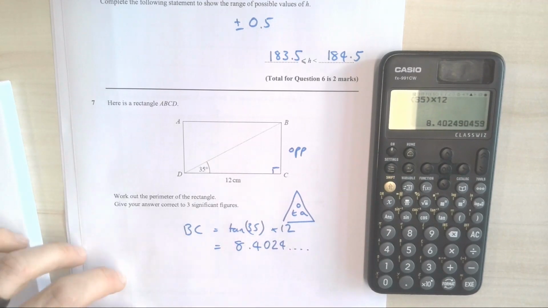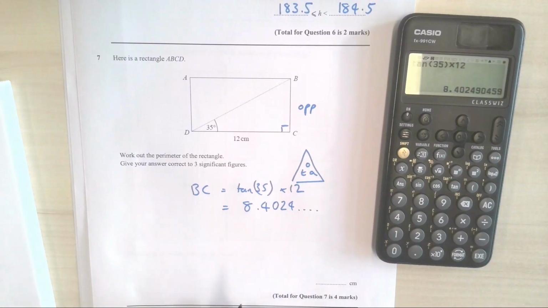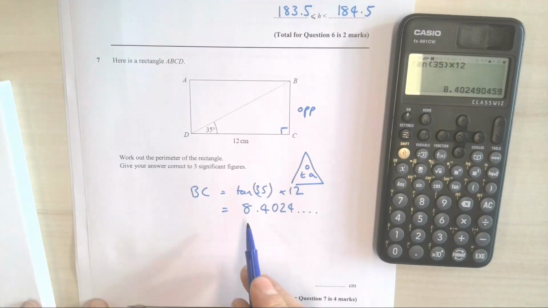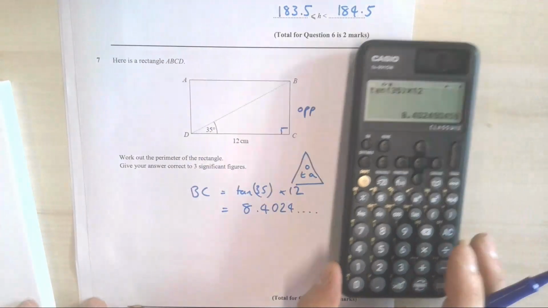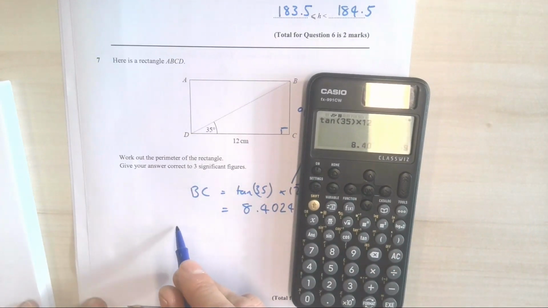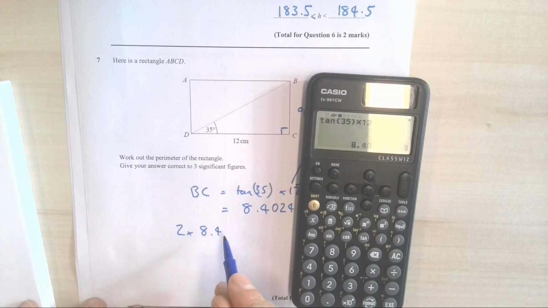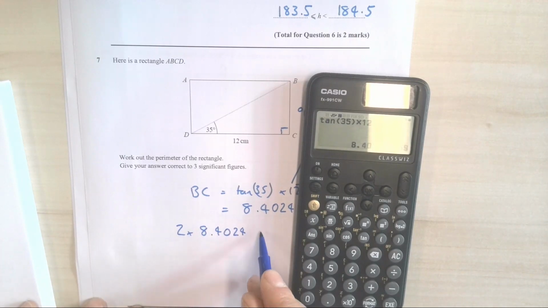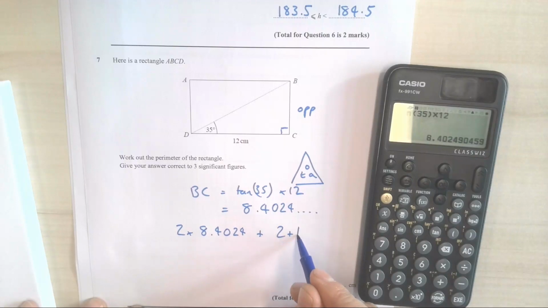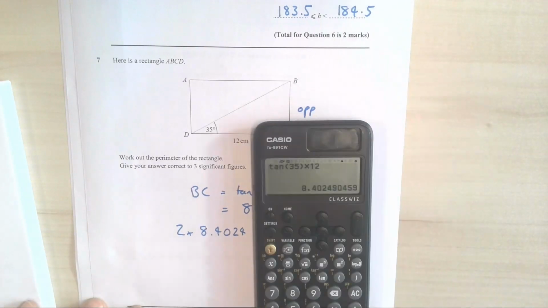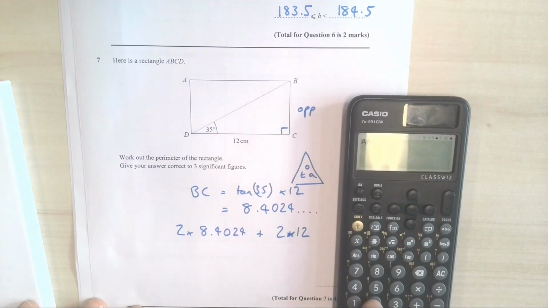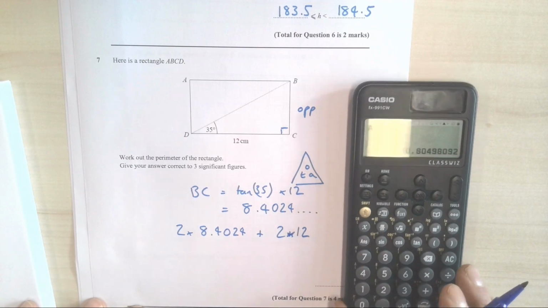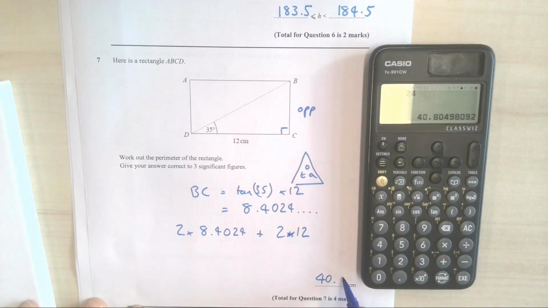Okay. When I come to do the perimeter, I need to do 8.4 plus 12 plus another 8.4 plus another 12. Seeing as I've got that on a calculator, I'm going to do 2 lots of that 8.4, 0, 2, 4, etc. plus 2 lots of 12, because that's already on the calculator. I'm going to times that by 2. And I'm going to plus 12 plus 12 plus an extra 24. My answer 40.8 when I've done it to 3 significant figures. Okay.